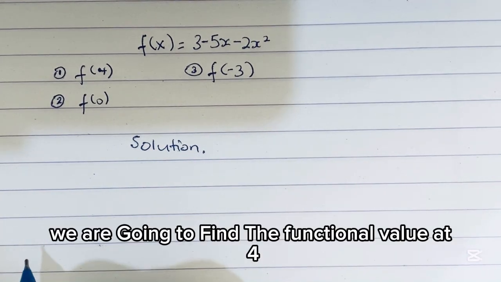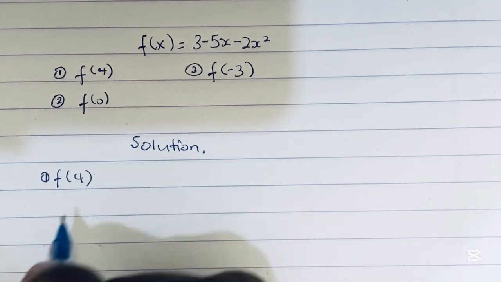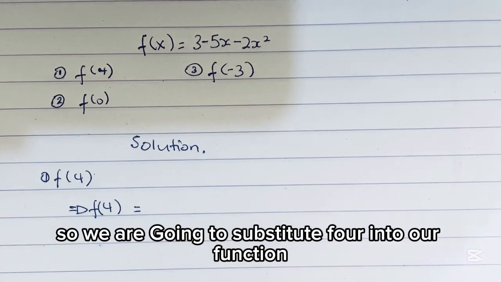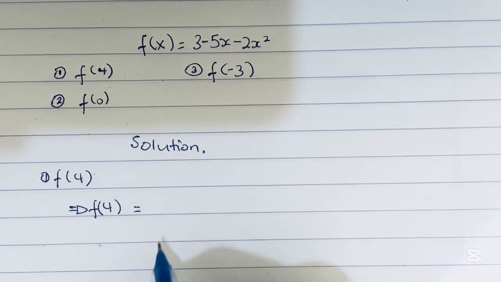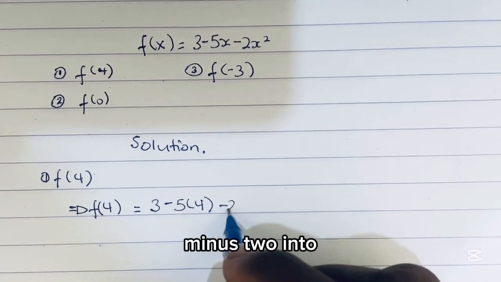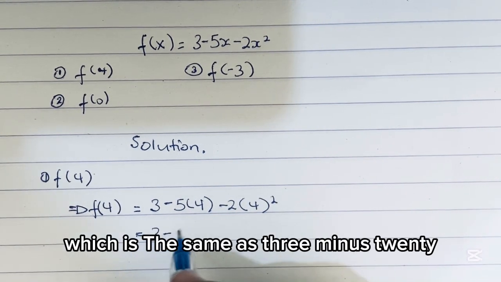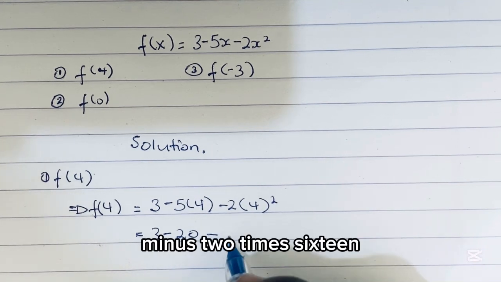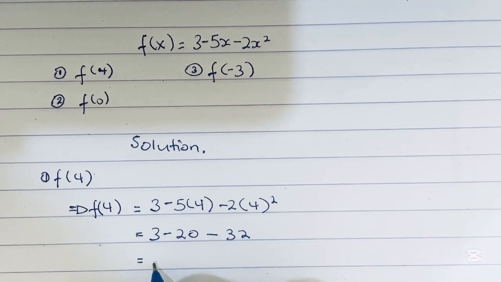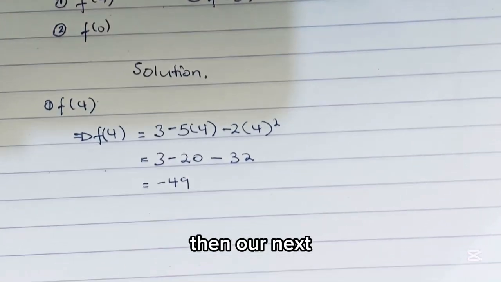First of all, we are going to find the functional value at 4. So we are going to substitute 4 into our function, which is 3 minus 5 times 4 minus 2 times 4 squared, which is the same as 3 minus 20 minus 2 times 16 is 32, which is the same as negative 49.